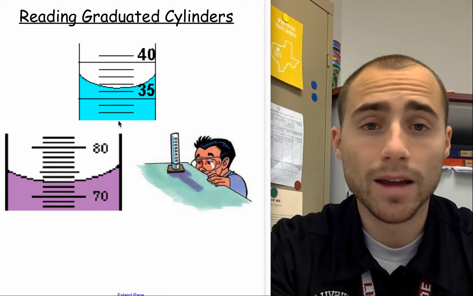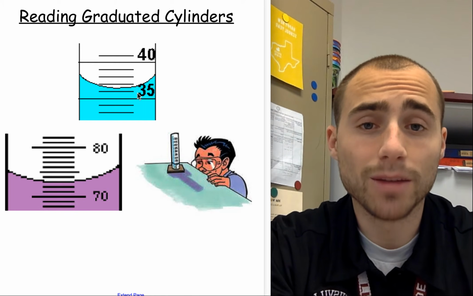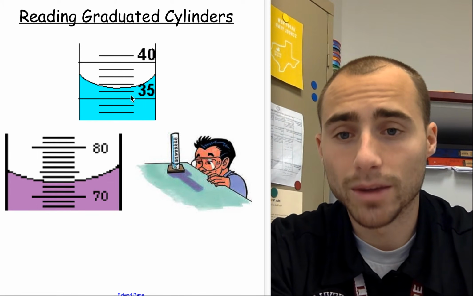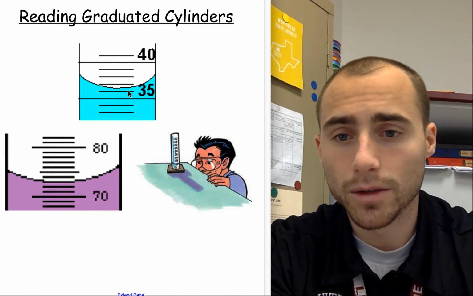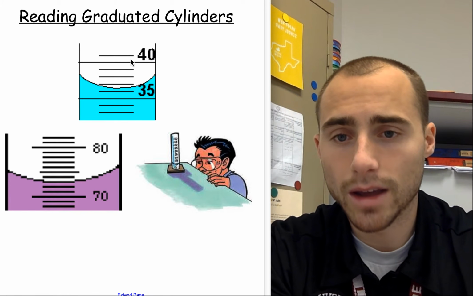And its calibration, by the way, what would its calibration be? It would be 5, because we have a difference between 35 and 40, and there are 5 lines in between. So 36, 37, 38, 39, and 40.